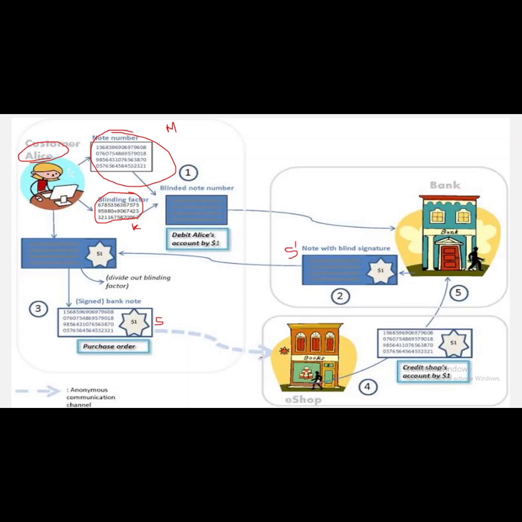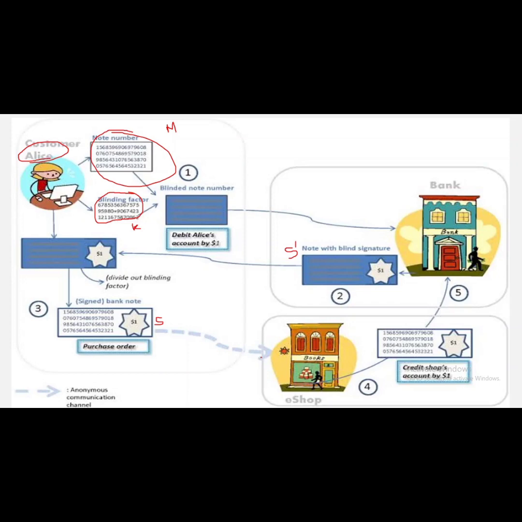But the problem occurring here is the bank is blindly signing whatever he receives from Alice. Instead of giving an honest message like debit Alice's account by $1, if she tries to get the bank to sign on something saying debit Alice's account by $10, then it's a fraud case and the bank would not know, and Alice can use the rest of the $9.